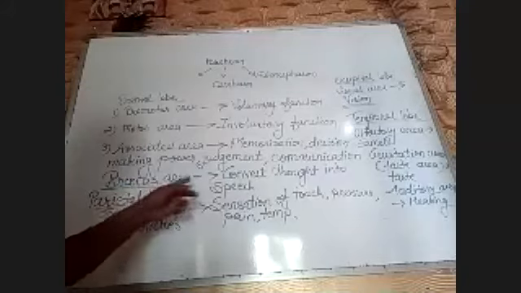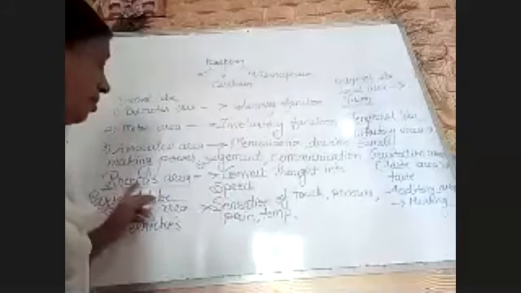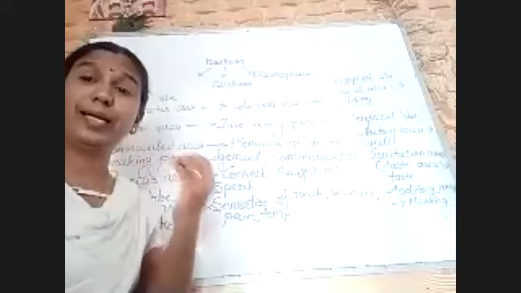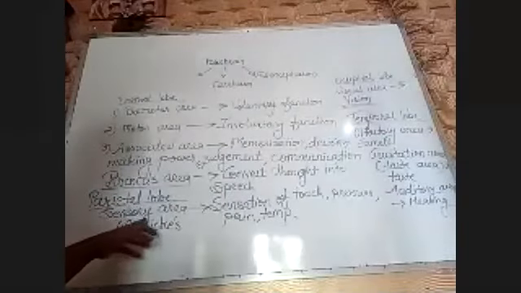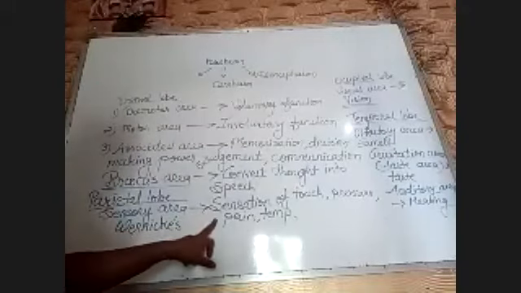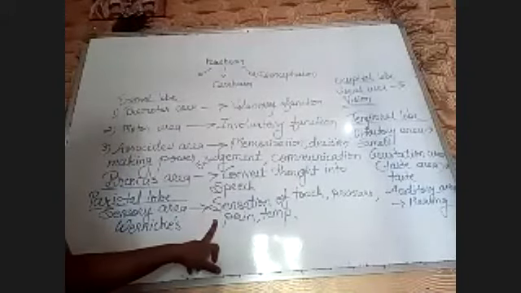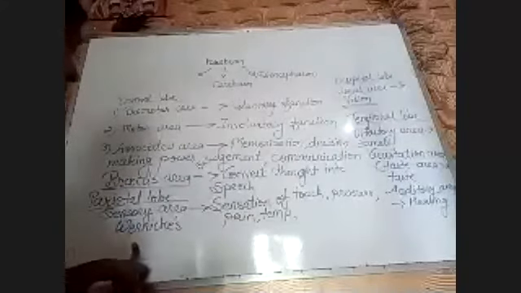Here Broca's area is there, which will convert the thought into speech, and it will also control the movement of the jaw, tongue, lips, and vocal cord. Then the parietal lobe contains only one area, the sensory area, which is responsible for controlling all the sensations of touch, pressure, pain, temperature. So here Wernicke's sensory area is there.